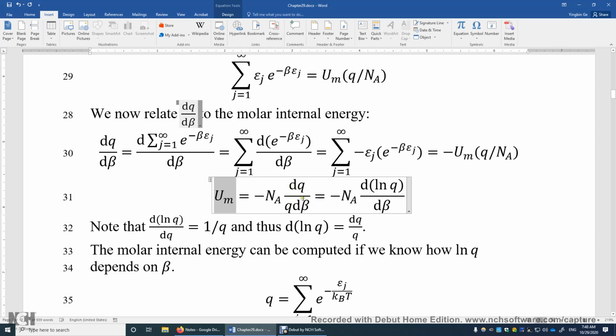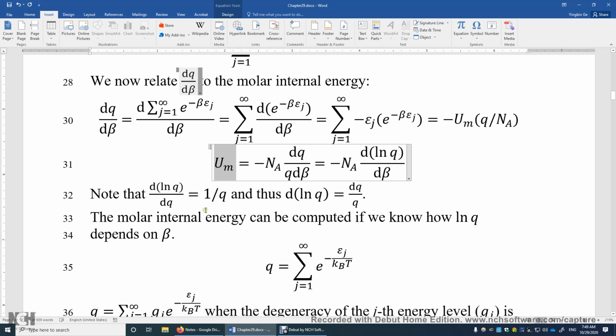dq over q is d ln q, all right? Because d ln q over dq is 1 over q. And therefore, d ln q is dq over q, right? So d ln q is dq over q. So really, the molar internal energy is equal to negative Avogadro constant times the first derivative of ln q with respect to beta. So now the problem is simplified to this.